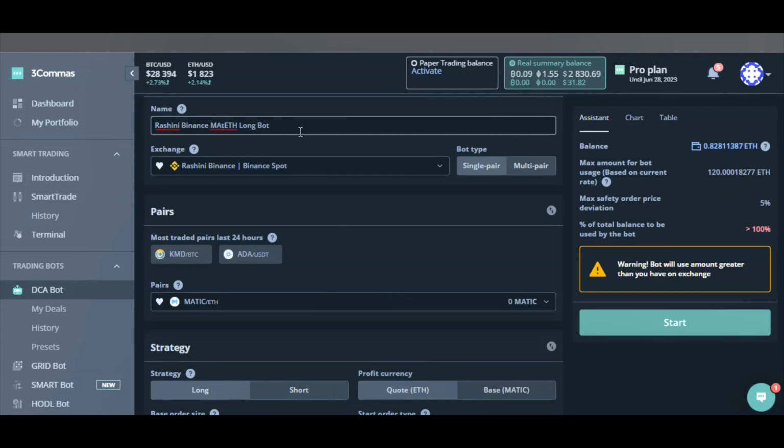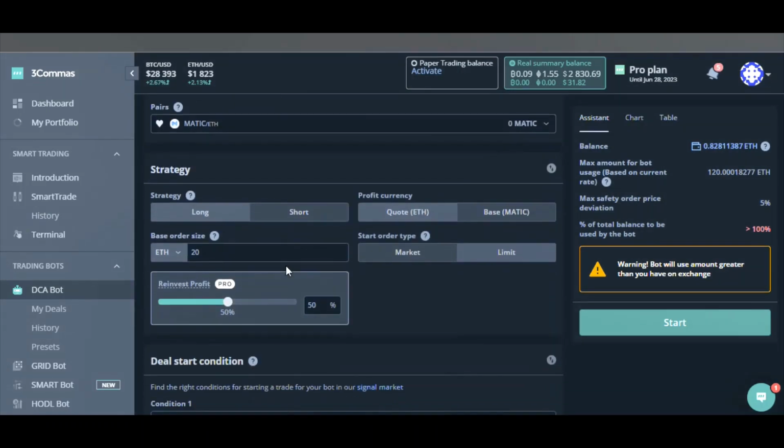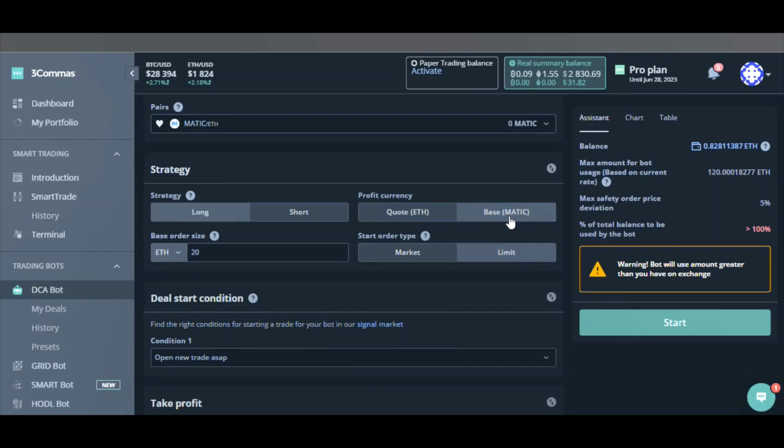So here you can change the bot name as you like. I can put here Matic slash Ethereum longbot. Longbot means we are going to buy Matic using Ethereum, right? It will be a longbot because we are going to buy Matic here. The profit you can keep either in Matic or Ethereum, whatever you like. It is up to you what you want to keep here. This is the profit currency. Whatever profit is made will be in the selected currency, right?